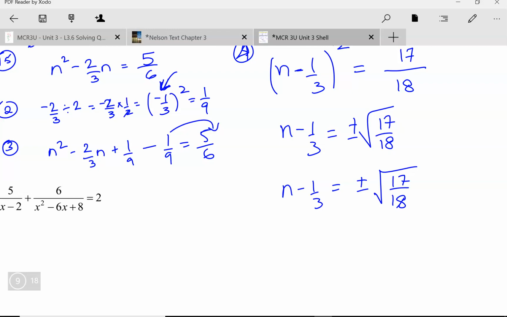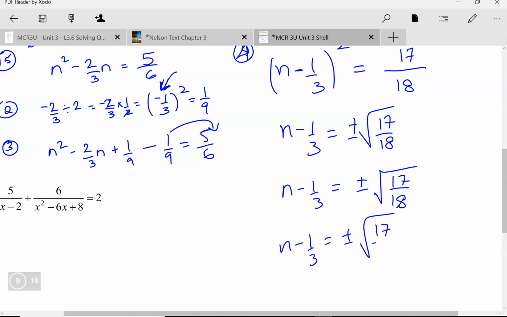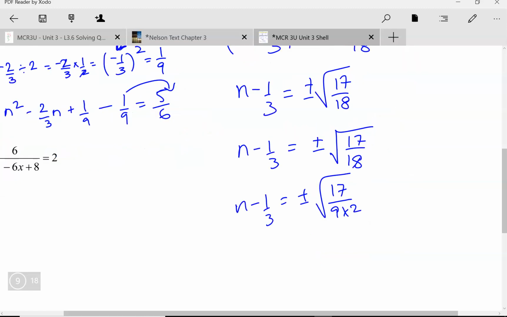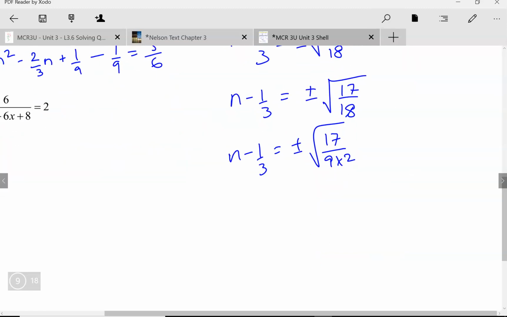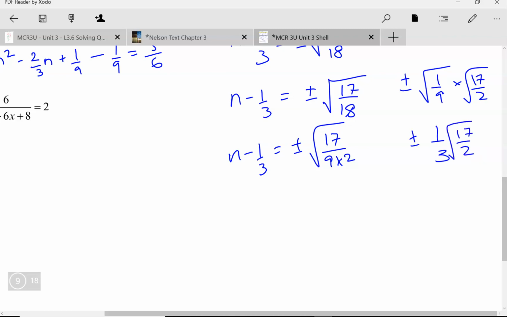So 18 is 9 times 2. So I'm just going to work with this side a little bit. So plus or minus square root of 1 over 9 times square root of 17 over 2 is what I have. Square root of 1 over 9 is 1 over 3. So 1 over 3 square root of 17 over 2 is what I get.